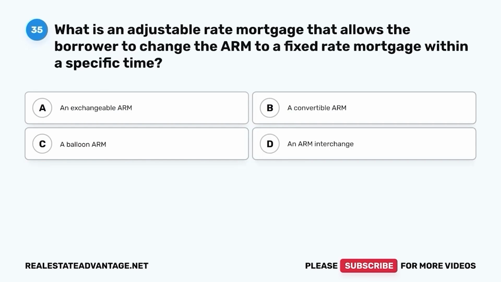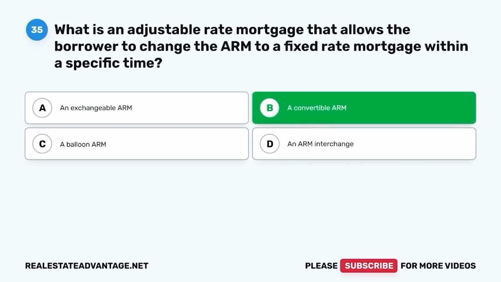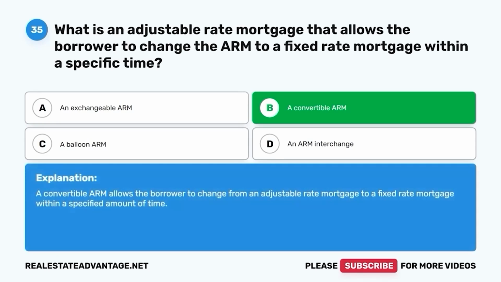Question 35. What is an adjustable rate mortgage that allows the borrower to change the ARM to a fixed rate mortgage within a specific time? A. An exchangeable ARM. B. A convertible ARM. C. A balloon ARM. D. An ARM interchange. The correct answer is B. A convertible ARM. A convertible ARM allows the borrower to change from an adjustable rate mortgage to a fixed rate mortgage within a specified amount of time.